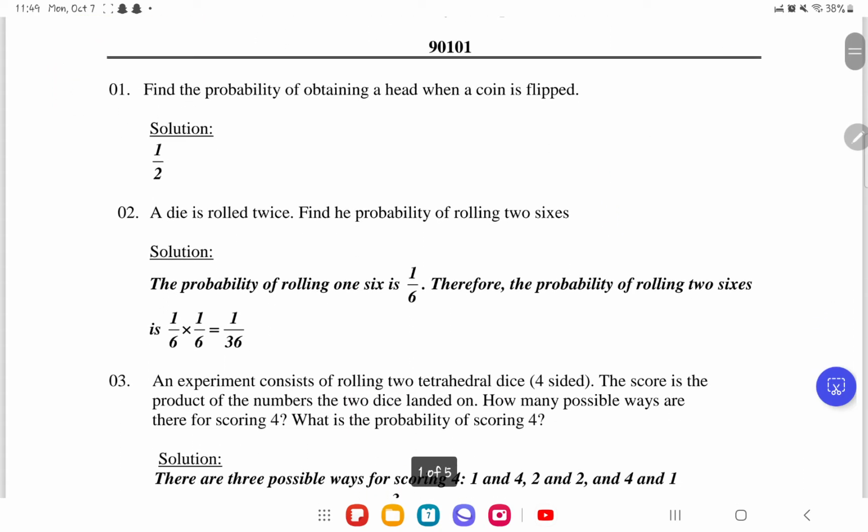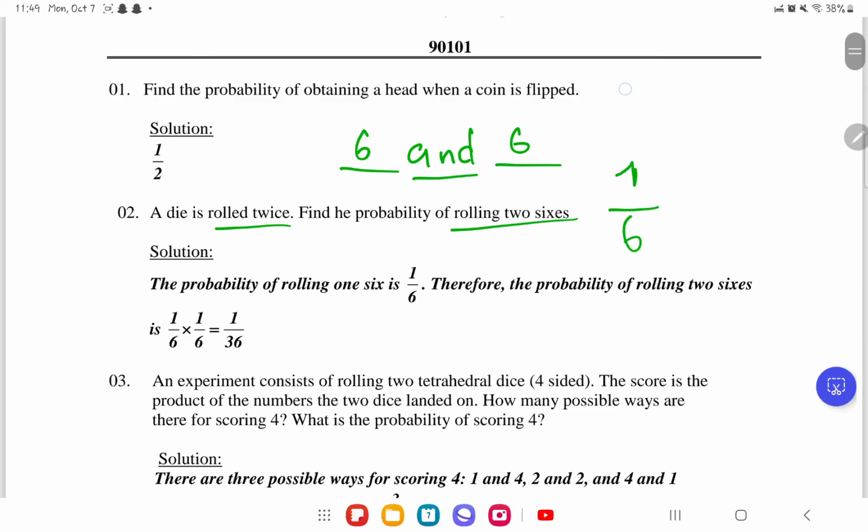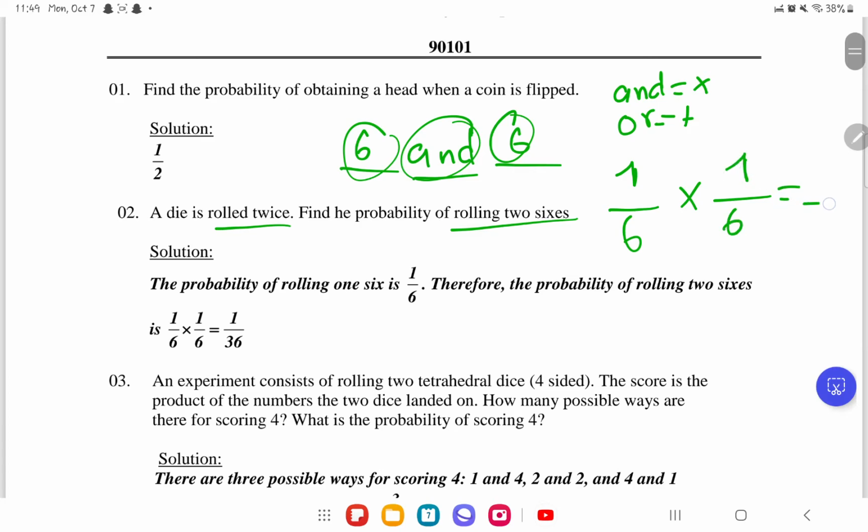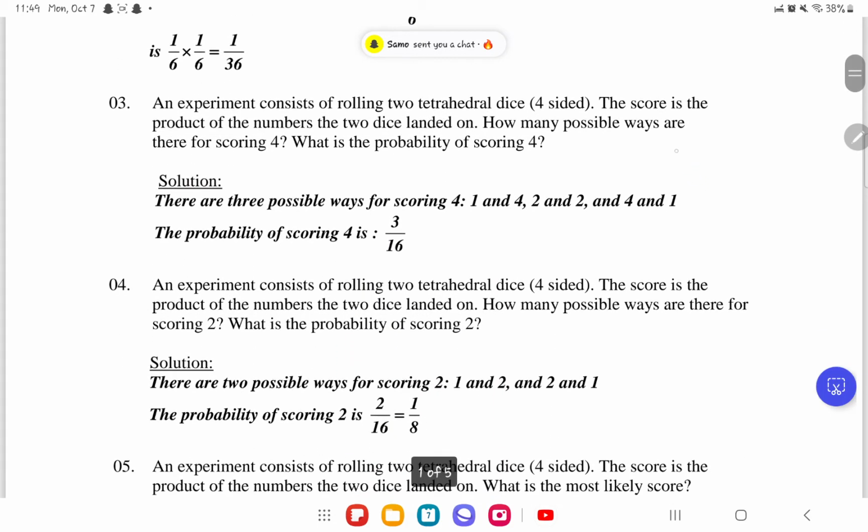Second one, a die is rolled twice. So we roll 2 times. Find the probability of rolling 2 sixes. So we have the probability of 6 and the probability of 6. The probability of getting 6 on the first die is 1 over 6, and "and" in math means times, or "or" in math means plus. We need 6 and 6, so the probability of 6 is 1 over 6, times the probability of getting 6 again, which is 1 over 6, so then we get 1 out of 36.